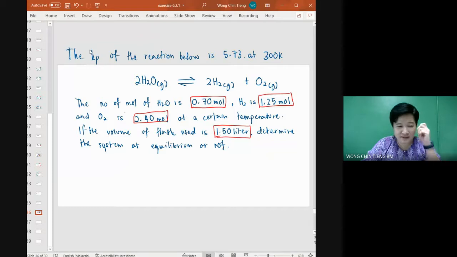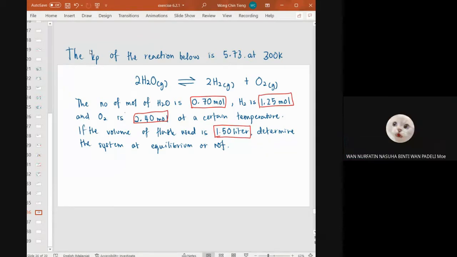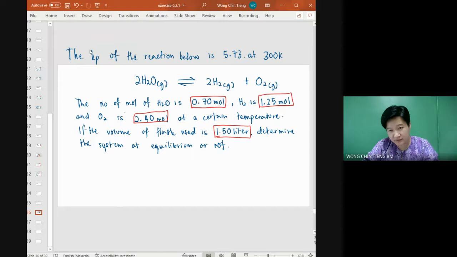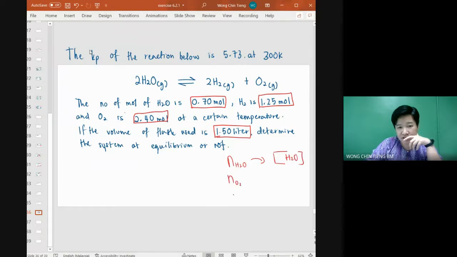The question gives the number of mole, right Fatin? So from the number of mole, what do you calculate? Molarity. You calculate the concentration. So from all the number of moles, you will be changing to the concentration of H2O. From the number of mole of your oxygen gas, the number of mole of your hydrogen gas, we change everything to concentration. Agree? And from the concentration, what can we find?